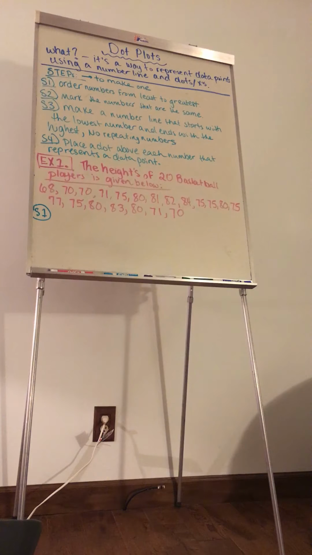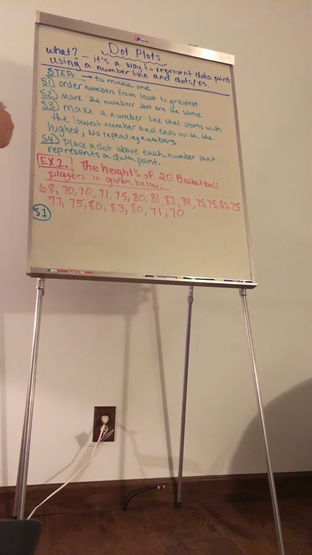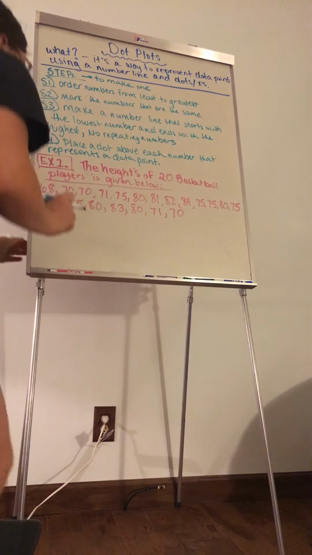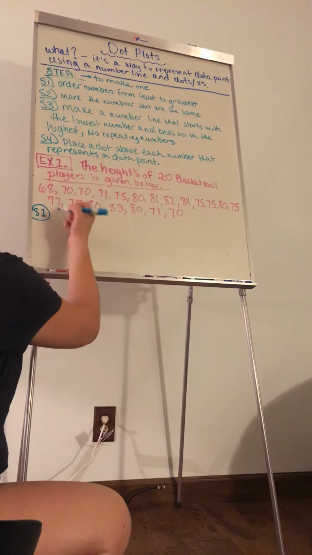Alright. Example 1. The heights of 20 basketball players is given below. Okay? So step 1, we need to take these numbers and order them from least to greatest. And as I do this, I'm going to mark them out because I've got a lot of data points here, and I don't want to miss any or repeat any, okay? So I'm just going to look through this and say, okay, what's my lowest one? It is 68.